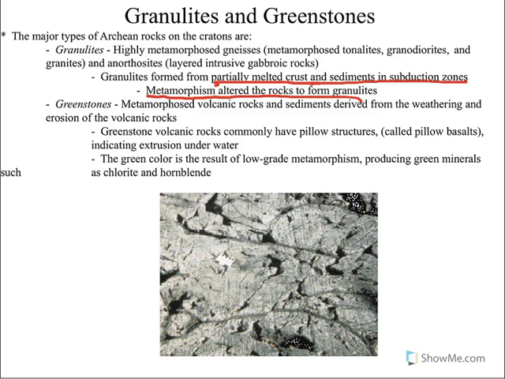A greenstone forms as we have usually a pillow basalt, a pillow structure that forms underwater that gets stuck in a subduction zone and it metamorphoses and gets brought back up to the surface. So one key thing here to realize is both of these are indicators for sure that plate tectonics is happening. We have active subduction at this point.